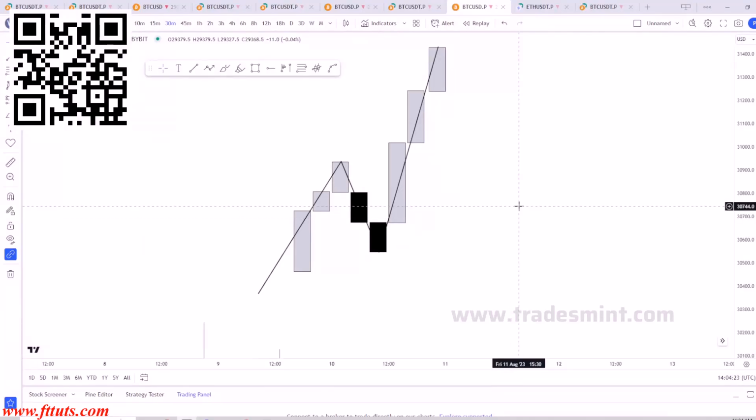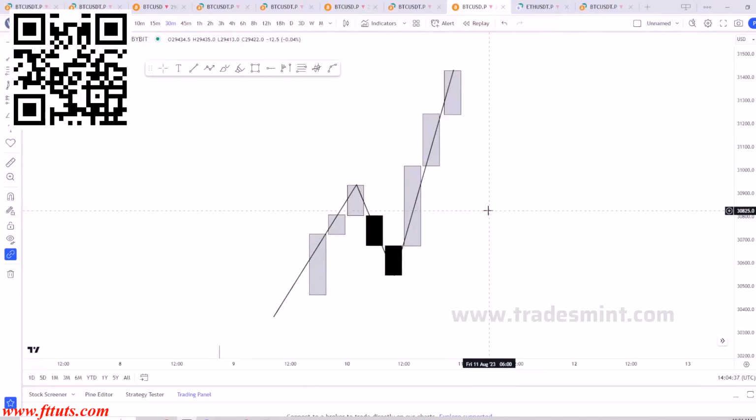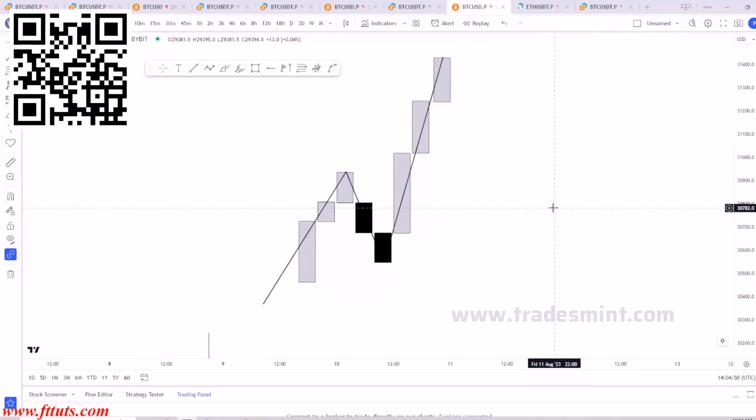Market structure helps traders determine the prevailing trend, as I mentioned, allowing them to align their trades with the broader market movement. So in conclusion, market structure, as I mentioned at the beginning of this video, is a foundational concept in trading that involves analyzing price patterns, trends, support and resistance levels, and other key elements on a price chart. By understanding market structure, we can make more informed trading decisions and increase our chances of winning, okay?